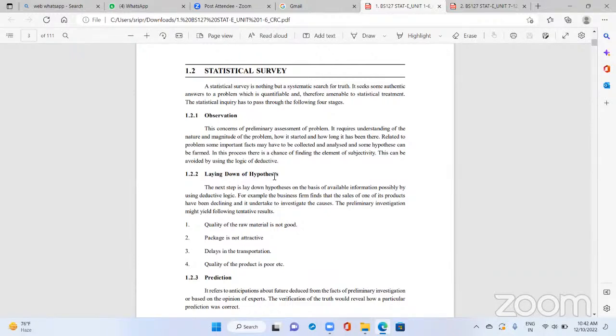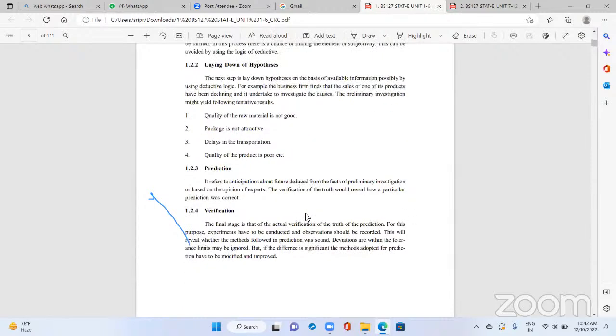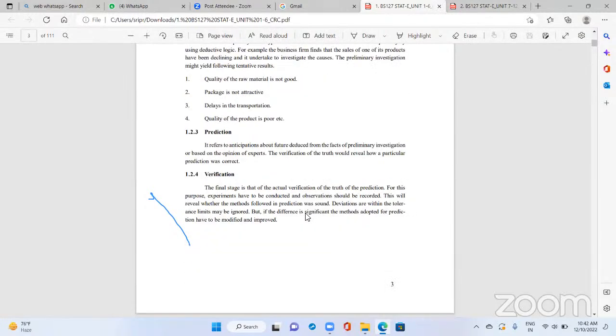The second one is laying down of hypothesis. The next step is to lay down a hypothesis on the basis of available information, using deductive logic. For example, if a businessman finds that the sales of one of its products have been declining and he undertakes an investigation of the causes, the primary investigation might yield the following tentative results. Okay. So first of all, you can take the data by using hypothesis.